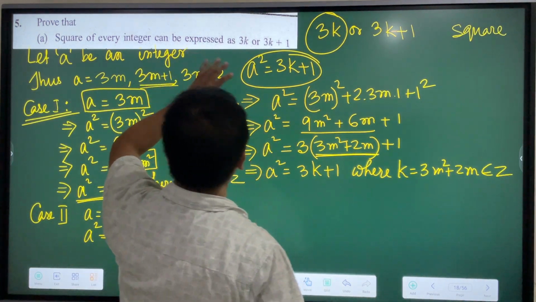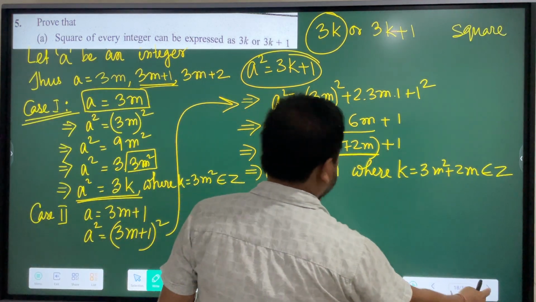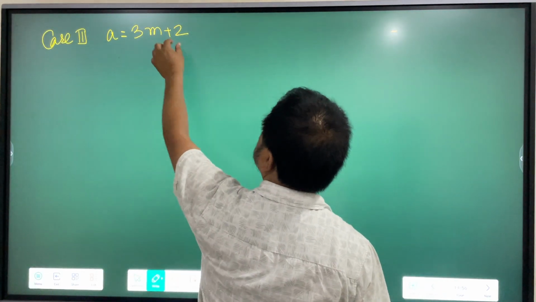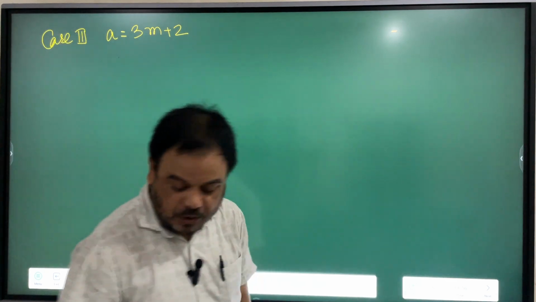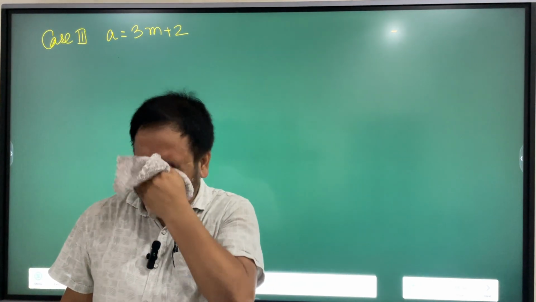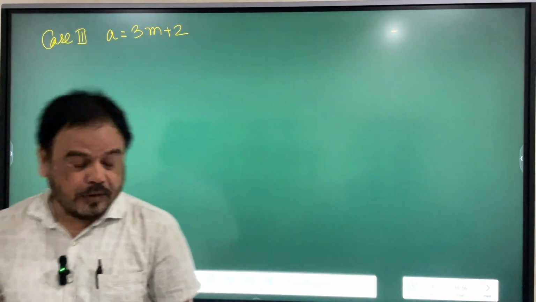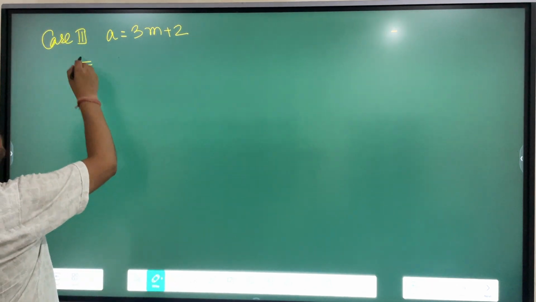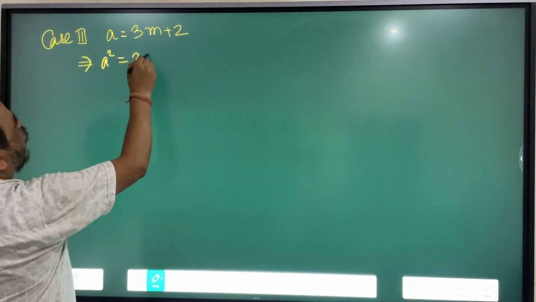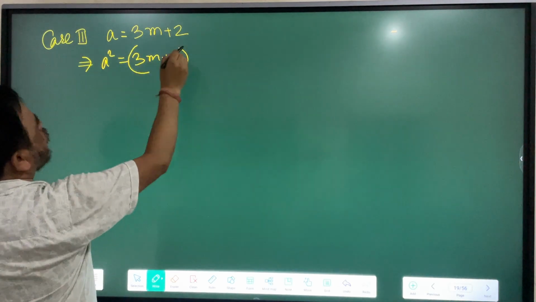So this one there is no need to do. If you want to do, you can do also, no problem. a equals 3m plus 2. This one also we can do, just doing the calculation, just squaring both sides. Let me do it, since you may be confused.